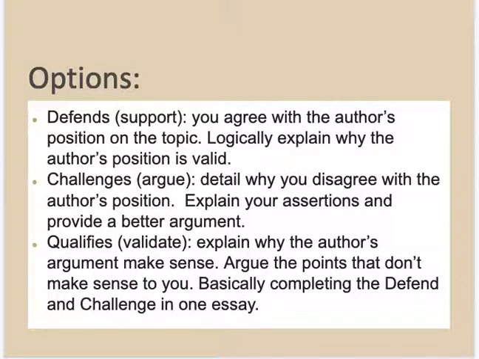If you're challenging, that means that you're disagreeing, and then you're going to explain why your side is valid and this person's is not. And third, if you qualify, this is kind of like the middle ground. This is where you say what parts you agree with of the argument that's presented to you and what parts you disagree with. It's basically both of the two essays in one essay.